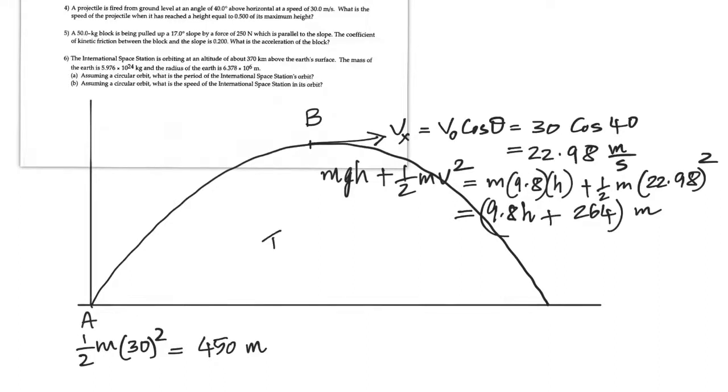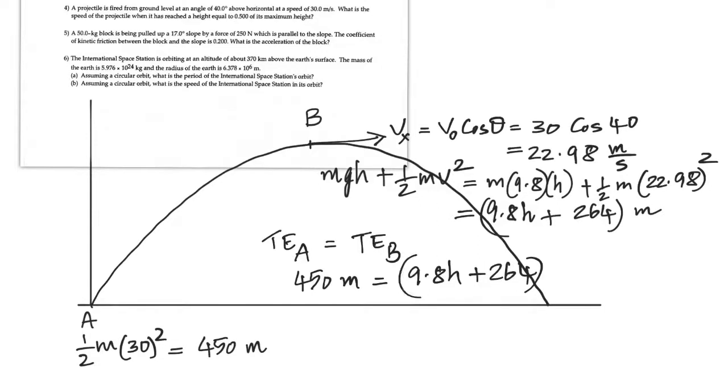And we know that the total energy at A is exactly the total energy at B. So we can put these two equations equal to each other. And when we do that, the masses will get cancelled, and we'll be able to calculate the maximum height.